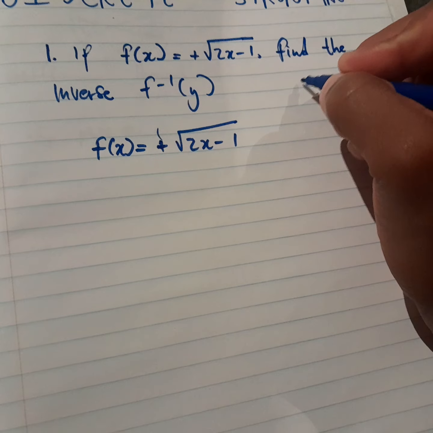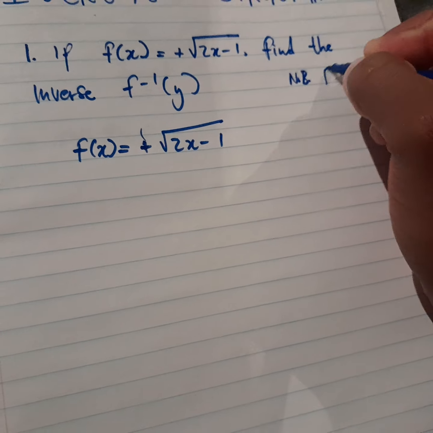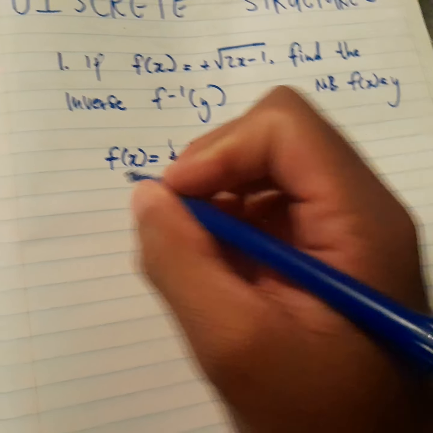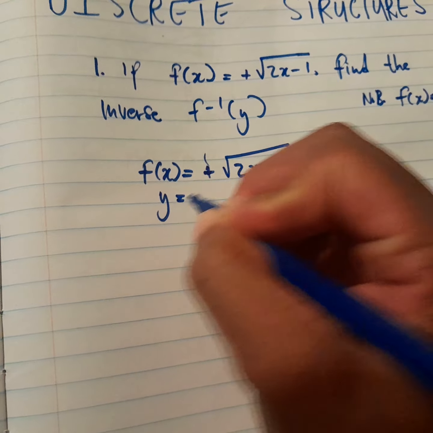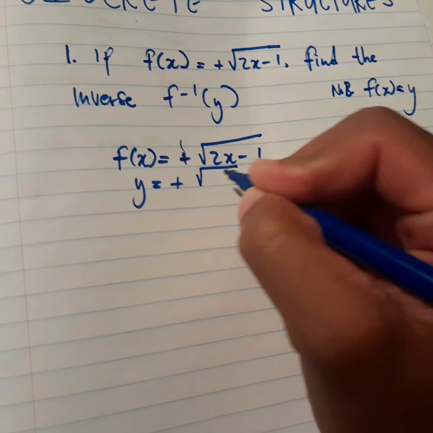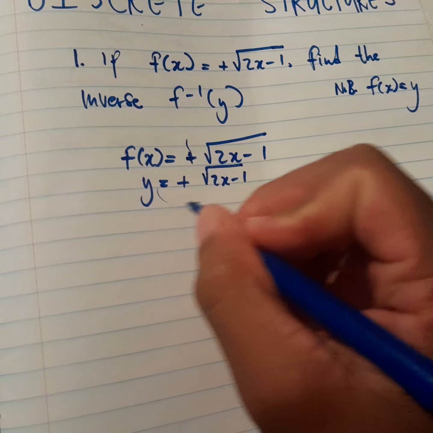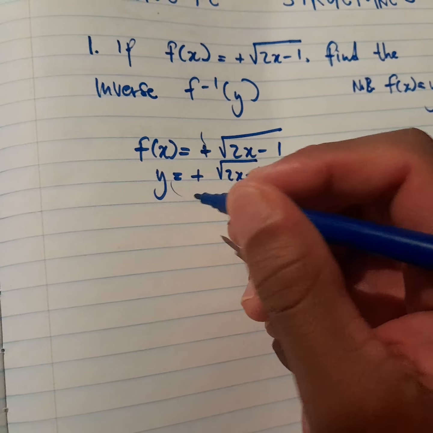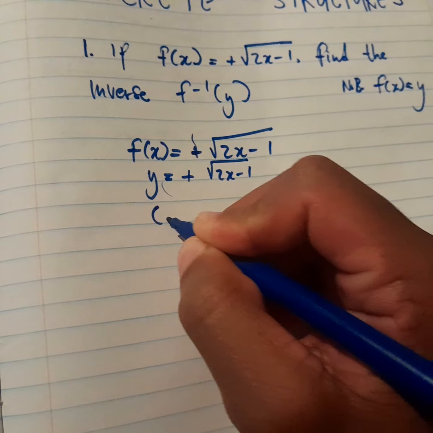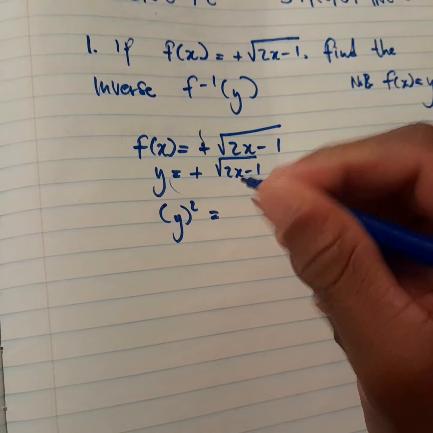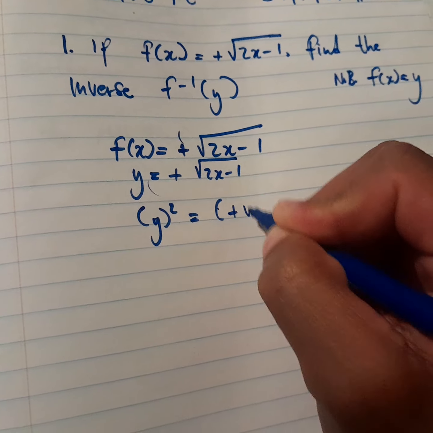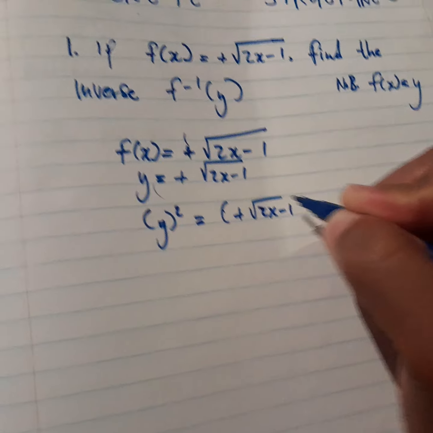Let's say f of x is equal to y. Therefore, you can replace the f of x here with y. Then you say y is equal to the positive root of 2x minus 1. Here you make x the subject of the formula. How are you going to do that? You'll square both sides. In algebra, what you do on the left, you also do on the right.